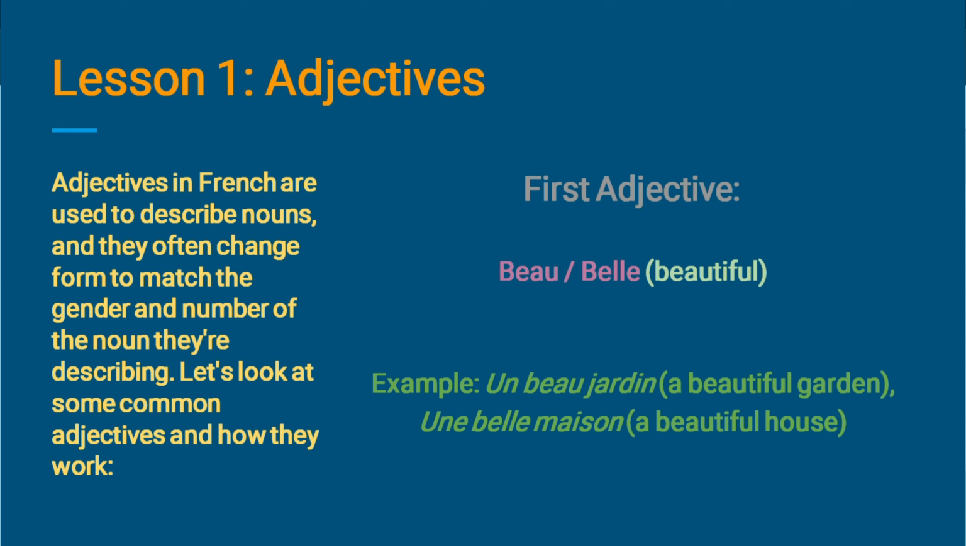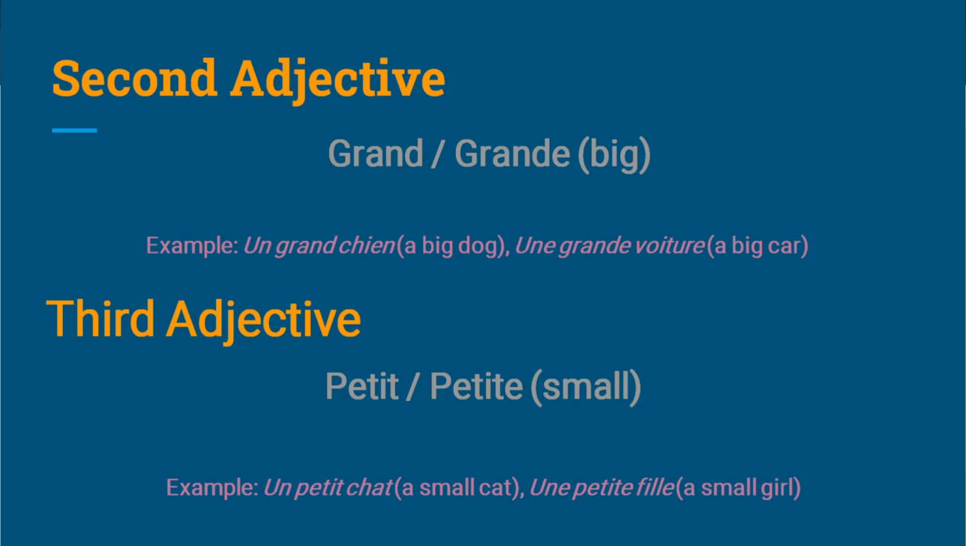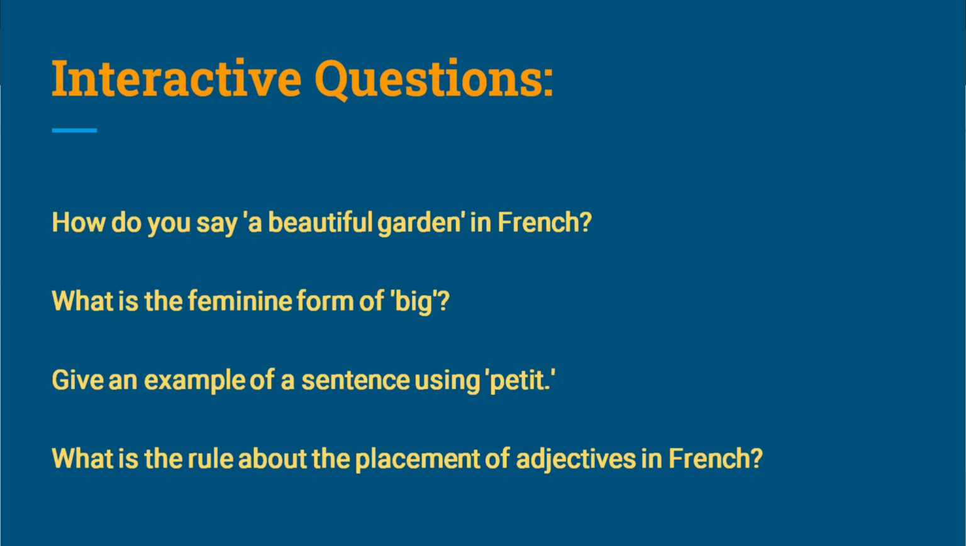Beau, belle. First adjective. Beautiful. Exemple. Un beau jardin, a beautiful garden. Une belle maison, a beautiful house. Second adjective. Grand, grande. Big. Example. Un grand chien. A big dog. Une grande voiture. A big car. Third adjective. Petit, petite, small. Example. Un petit chat. A small cat. Une petite fille. A small girl.